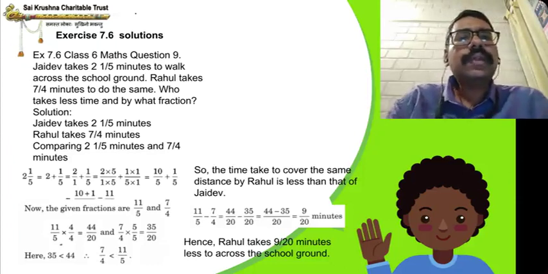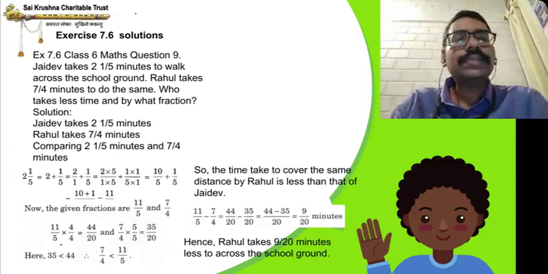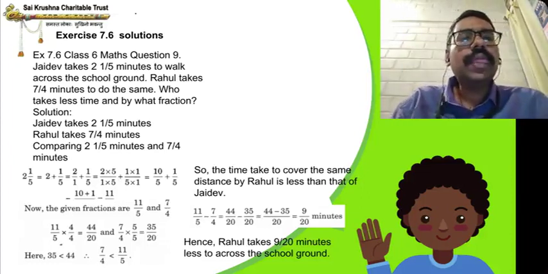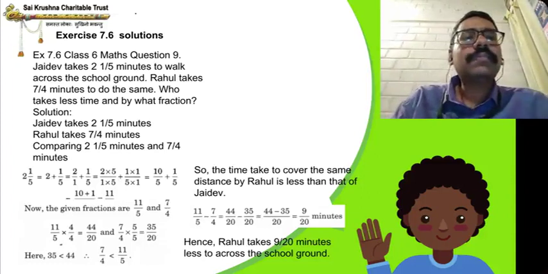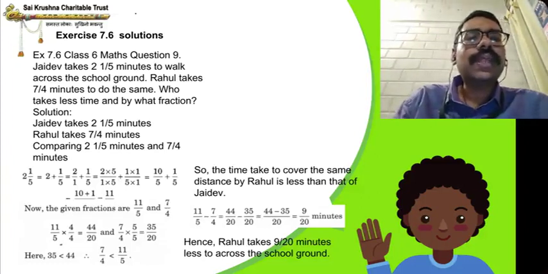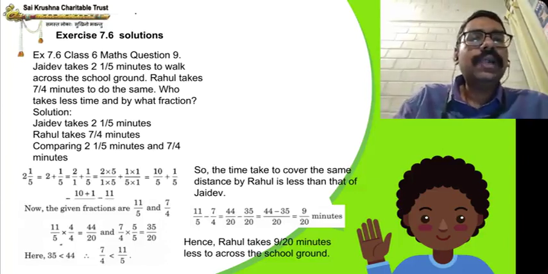So, the what fraction you have to calculate means you have to do subtraction. 11 by 5 minus 7 by 4. 5 and 4 LCM is what? 20. So, you go to first fraction 11 by 5. If you want to get 20 in the denominator, multiply 5 by what? 4. Multiply numerator and denominator by 4. 44 by 20 minus, go to 7 by 4.